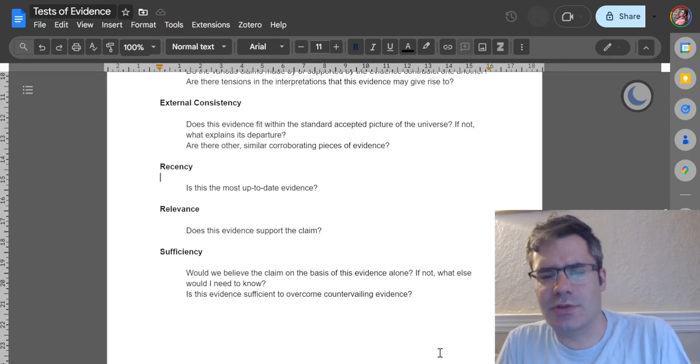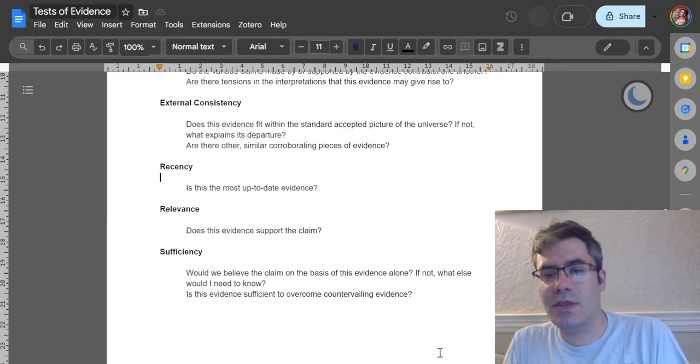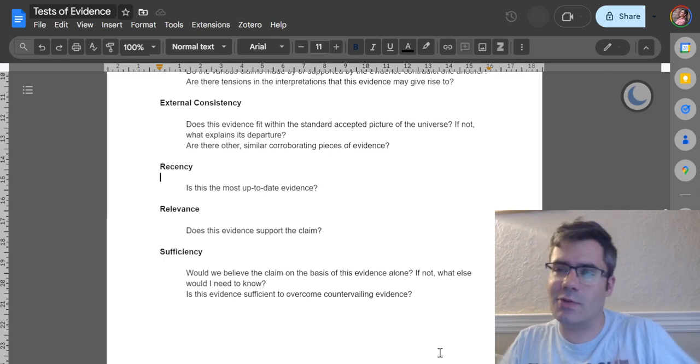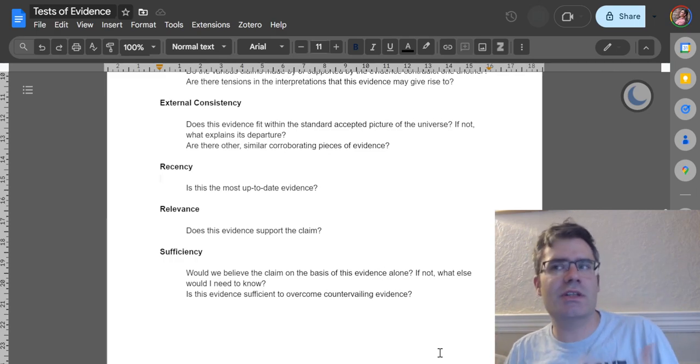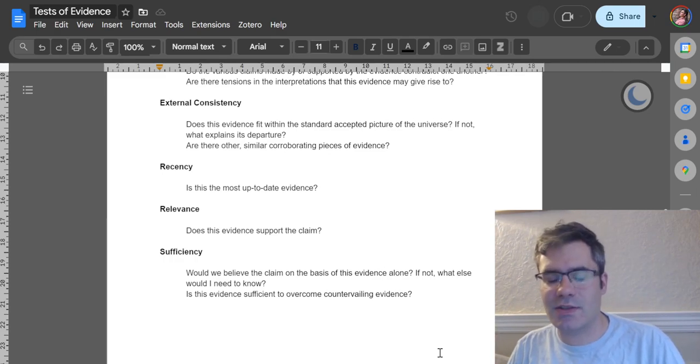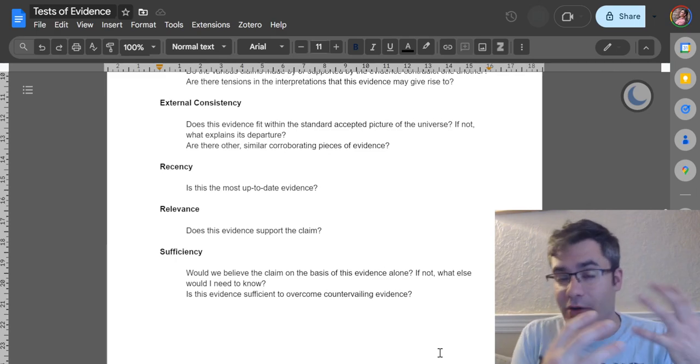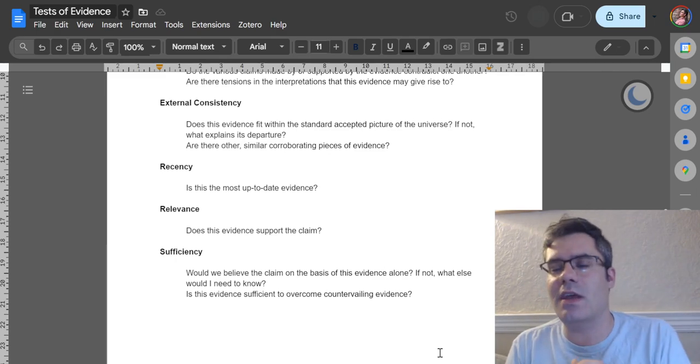Next, we'll go to external consistency. Does this evidence fit within the standard accepted picture of the universe? Well, it doesn't have to be the entire universe. It might be the universe of this particular case. If it really stands out, if it's really, really surprising, that doesn't mean that it has to be thrown away. Often it could be a very important or very valuable piece of evidence for us.